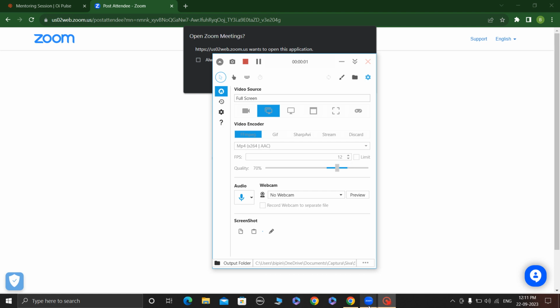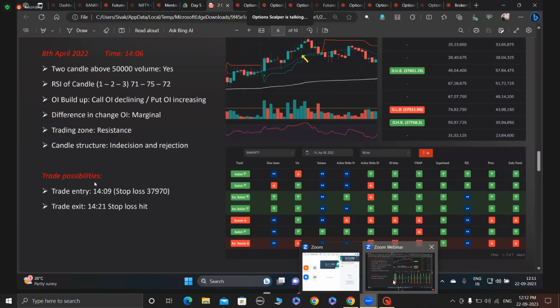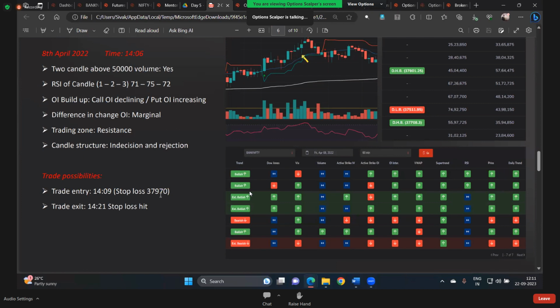All the connecting dot setup, everything was giving you a clue. The trade entry was 1409. The stop loss is this. Trade exit is around 1421 because the stop loss got hit here.